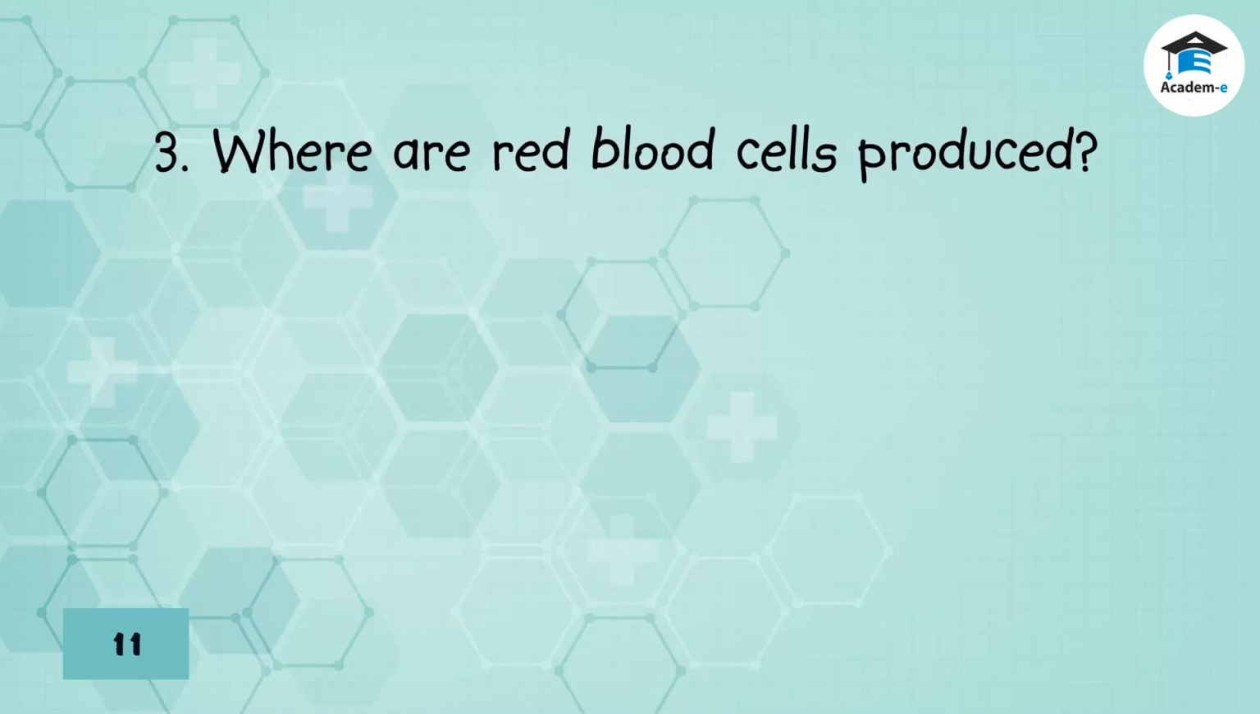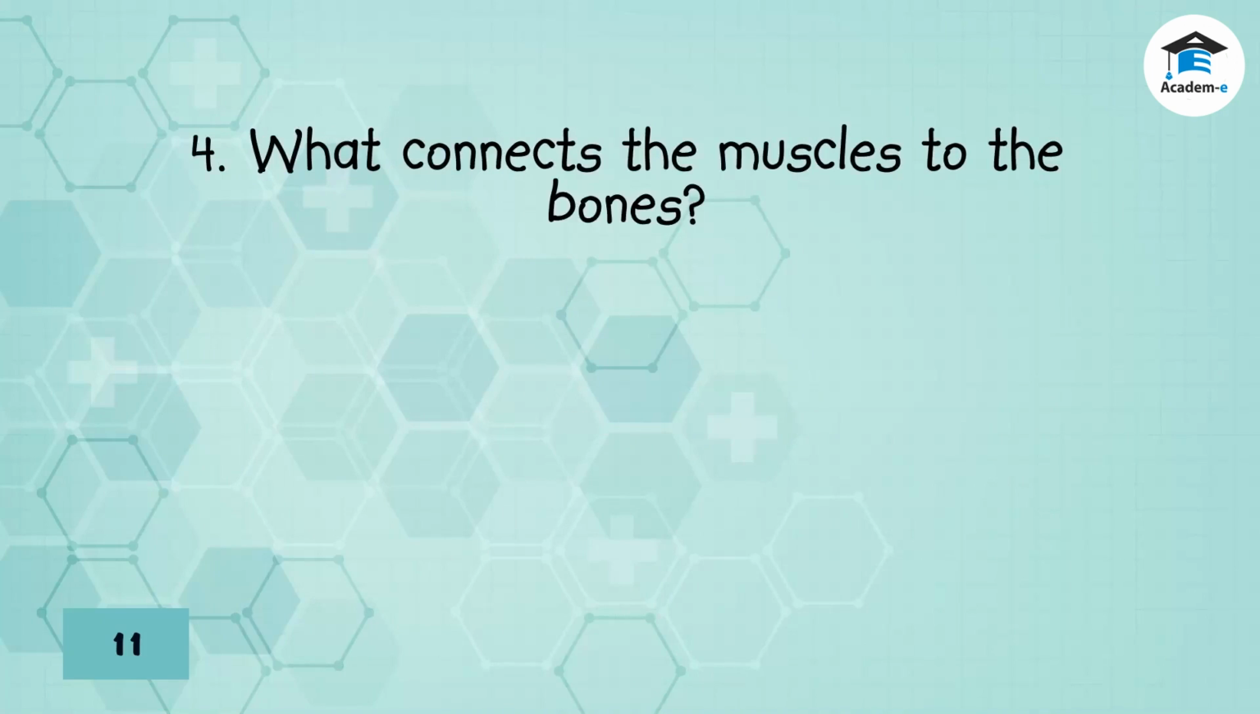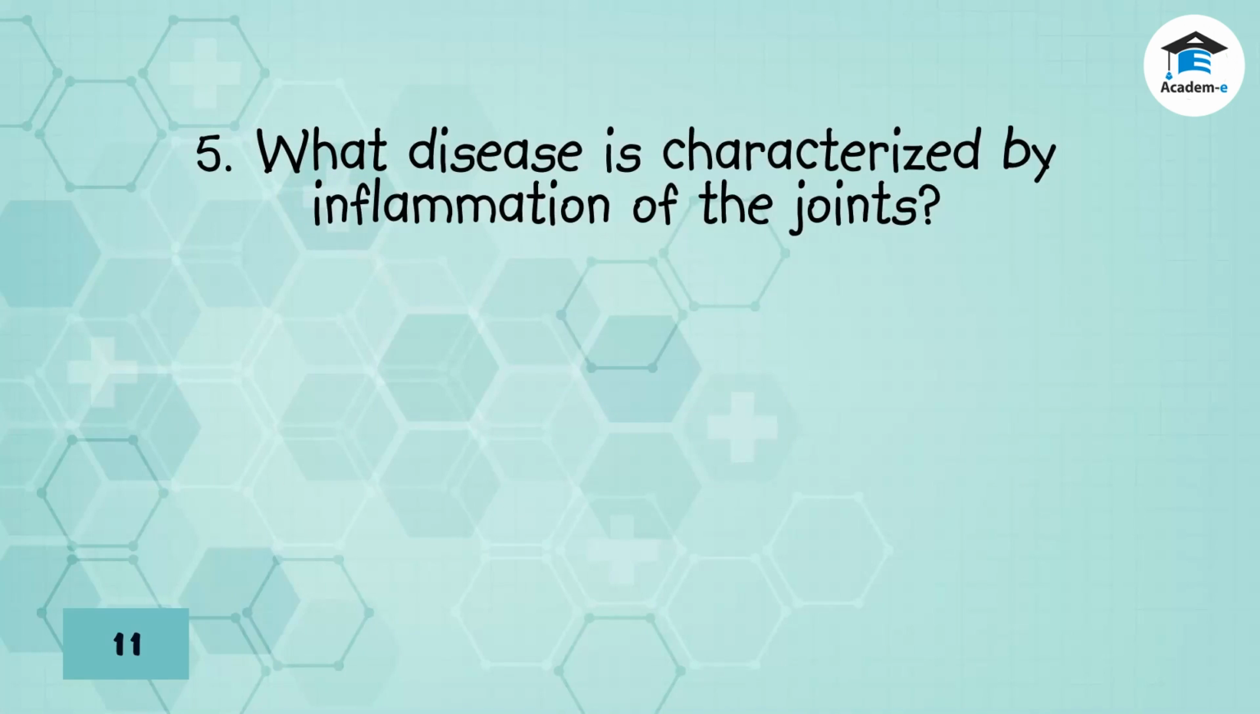3. Where are red blood cells produced? Red bone marrow. 4. What connects the muscles to the bones? Tendon. 5. What disease is characterized by inflammation of the joints? Arthritis.